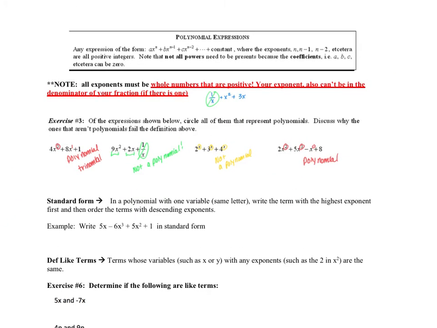Standard form. In a polynomial with one variable with the same letter, so for instance, all x's, all y's, all q's, whatever your heart desires, write the term with the highest exponent first, then order the terms with the descending exponents. So think of the movies.